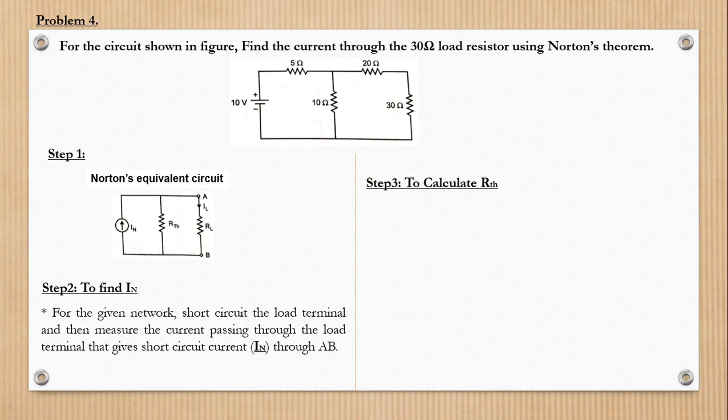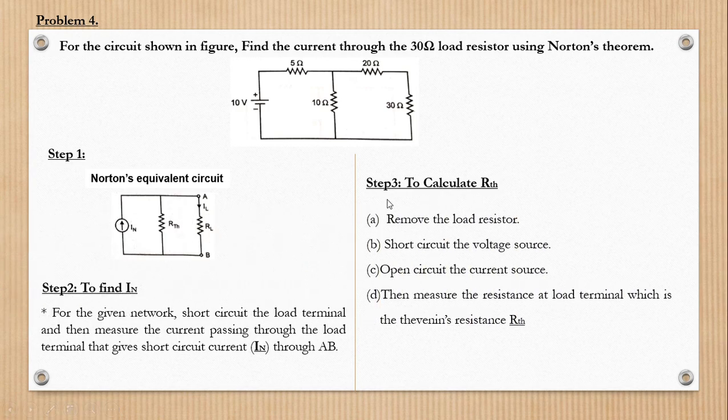And step 3 is to calculate RTH, that is Thevenin's resistor. First, remove the load resistor. The 30 ohm resistor should be removed, and then short circuit the voltage source. Here 10 volt source is given, so the corresponding branch should be short circuited. We should not consider the 10 volt source. Open circuit current source. In the given circuit diagram, there is no current source. Then measure the resistance at load terminal, which is the Thevenin's resistance RTH. These are the steps we need to follow.